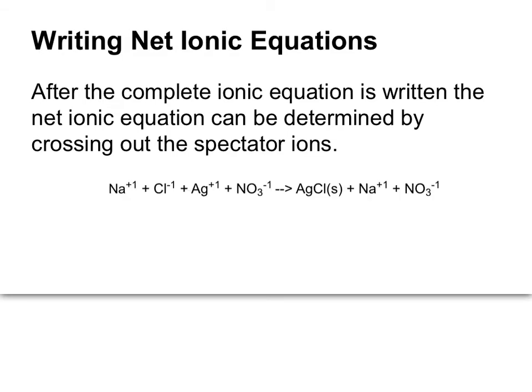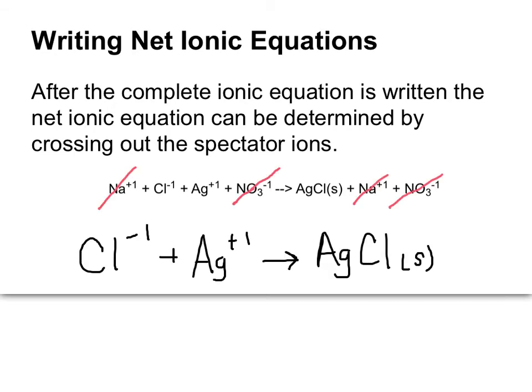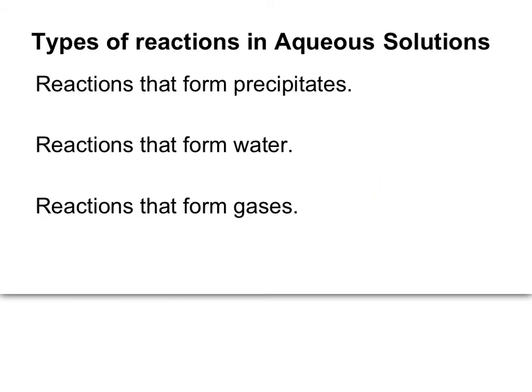Using the same equation as on the last slide, you will notice Na+1 and NO3-1 each appear on either side of the arrow. This means that those 2 ions are spectator ions and can be crossed off in writing the net ionic equation. The result is a much simpler equation that only involves the ions in the reaction that are used to create, in this case, the solid, liquid, or gas.